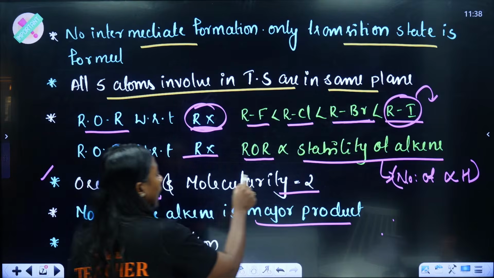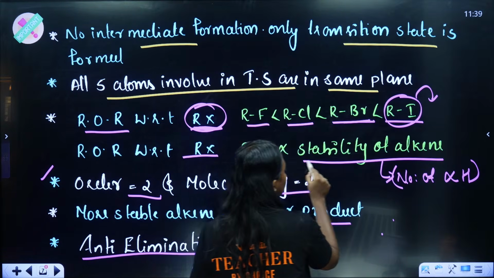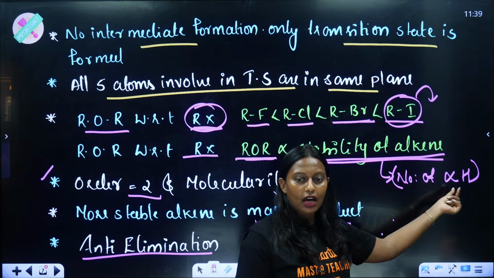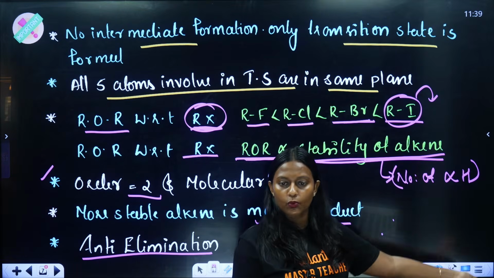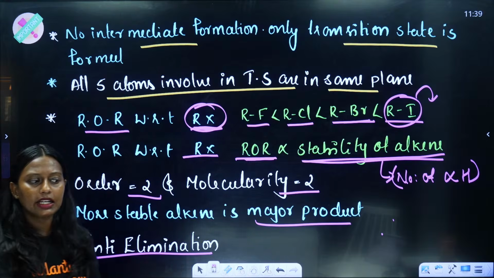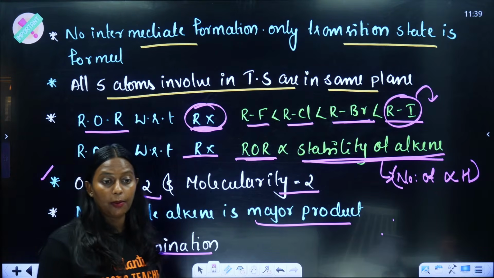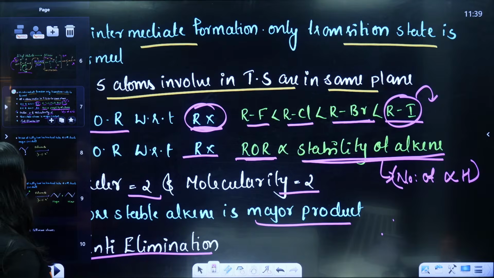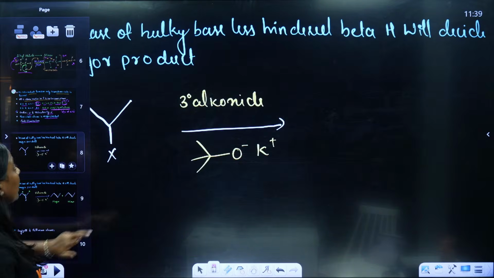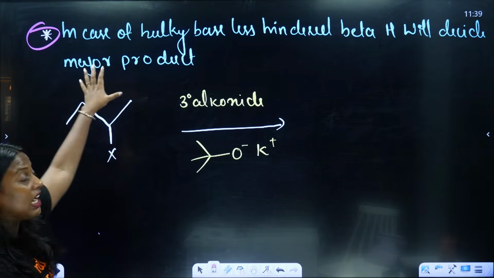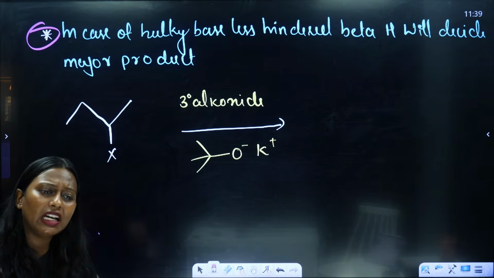So rate of reaction is directly proportional to stability of alkene. If the number of alpha hydrogen is more, alkene stability is also more. I will tell you in detail with an example. Then next point, another important point: in case of a bulky base. What does bulky base mean?